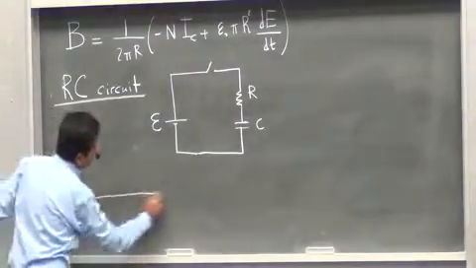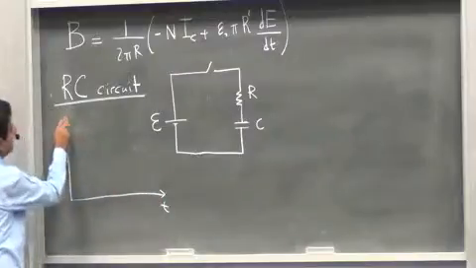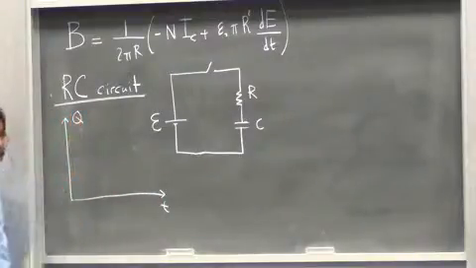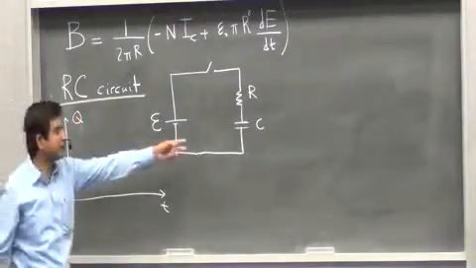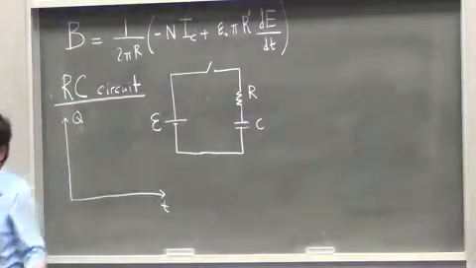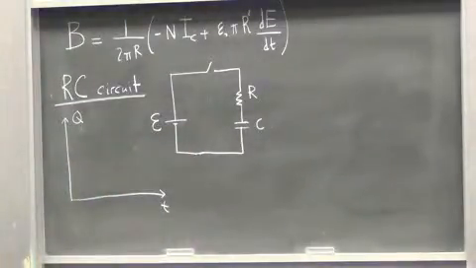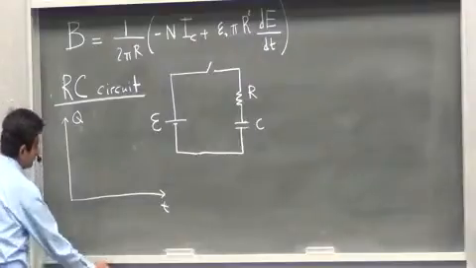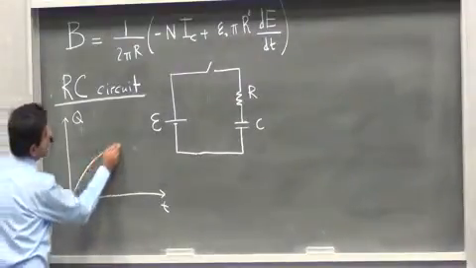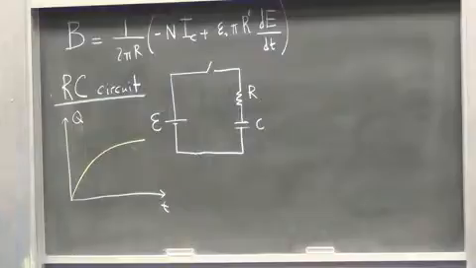I already know how charge builds up on the capacitor. If I close the switch, initially what's the charge on the capacitor? Suppose it's 0, that's my initial condition. With time the charge slowly builds up. Okay?